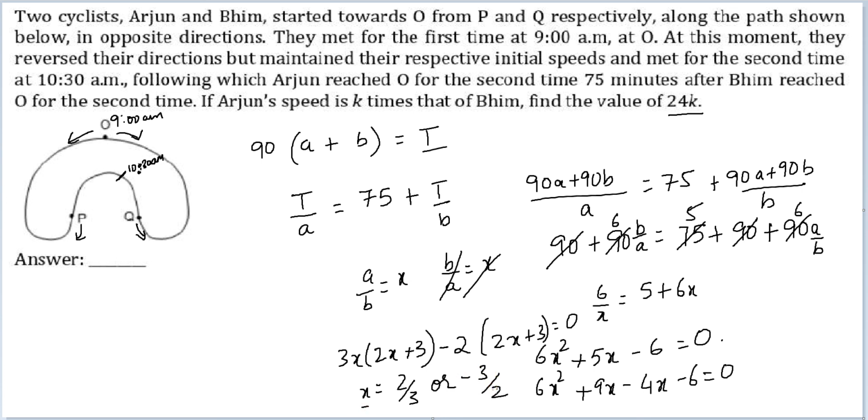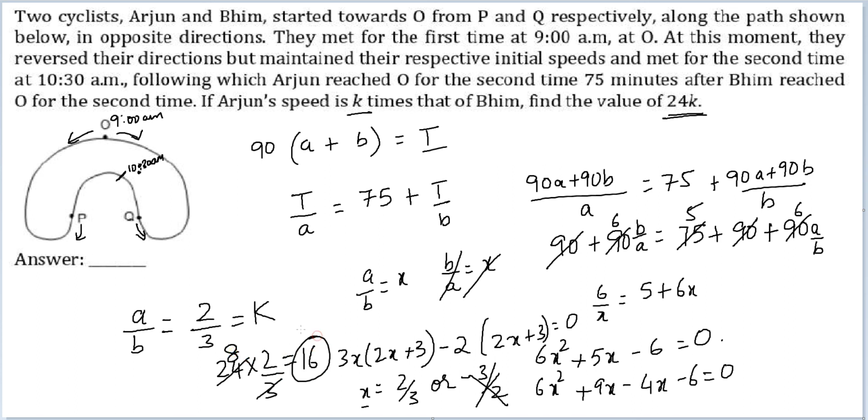X is the ratio of speeds, it cannot be negative, so this is impossible. So a/b = 2/3, and this is what is k. So finally I have to find out the value of 24k. So 24 into 2/3 would be nothing but 8 into 2, 16. Answer to this question should be 16.